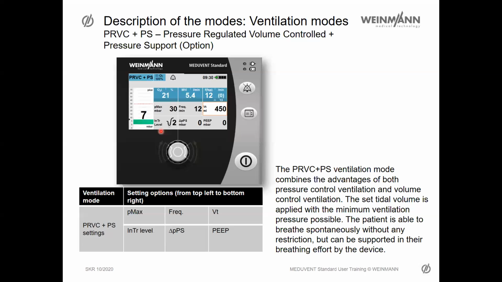PRVC plus PS, where you can set a volume, but the device, the MEDUVENT Standard, will deliver this volume as a pressure-controlled ventilation. So the device determines which pressure it has to use to deliver 450 milliliters of volume to this patient. And the patient can get some delta PPS to support his spontaneous ventilation.